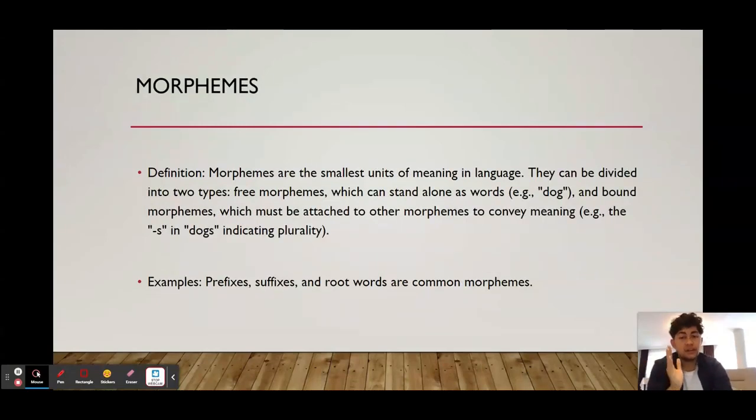Morphemes. Morphemes are the smallest units of meaning in language. They can be divided into two types: free morphemes, which can stand alone as words, for example, dog, cat, etc., and bound morphemes, which must be attached to other morphemes to convey meaning. For example, s in dogs. Prefixes, suffixes, and root words are common morphemes.